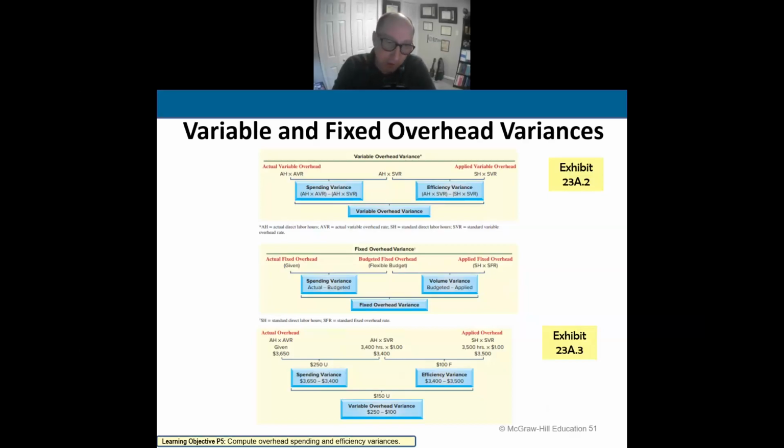Remember, the variances are important for managers, for business owners, for accountants to really get a gauge and understanding of the differences between the actual performance and the budgeted performance.